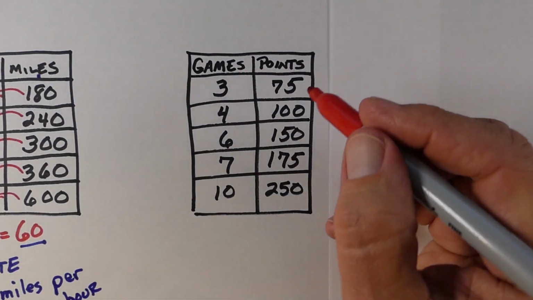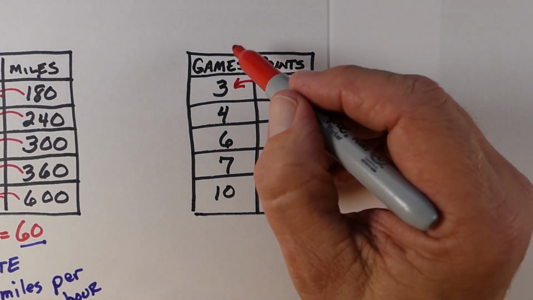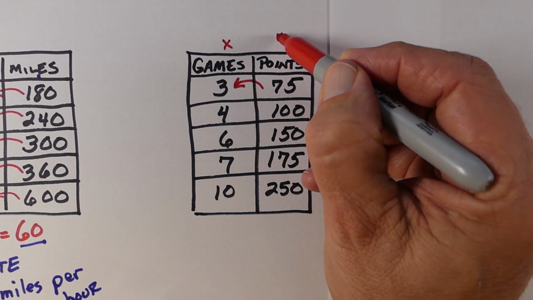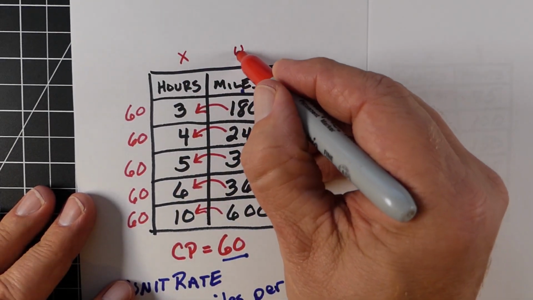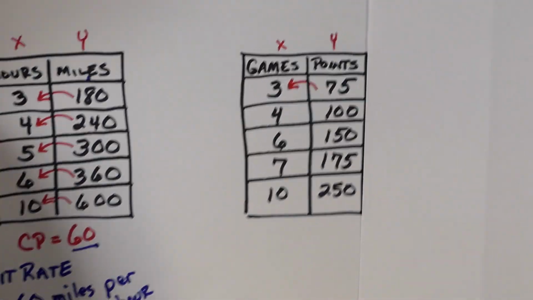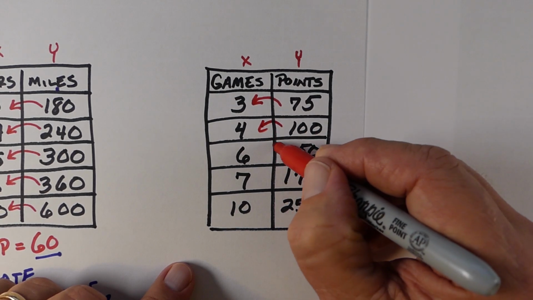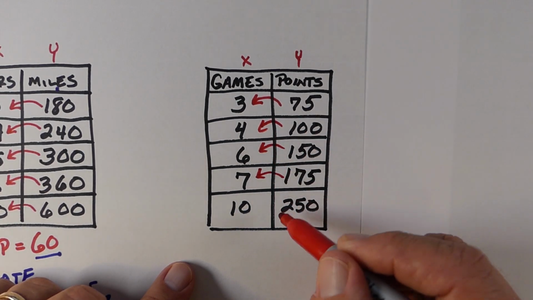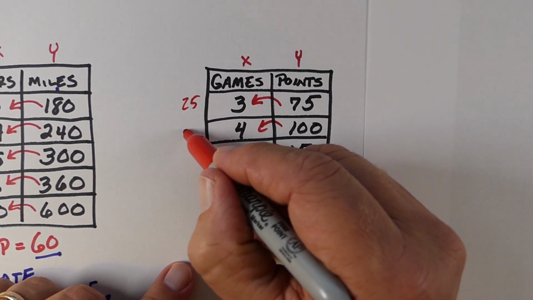So next we're going to look at this one here, points and games. Even though we didn't mention it, the games represent x and the points represent y, just like over here, hours was x and miles is y. So if we go back to this one here, we're taking our points, the y side, and dividing by the number of games. And when we do that, we're going to get the exact same number every single time, 25.